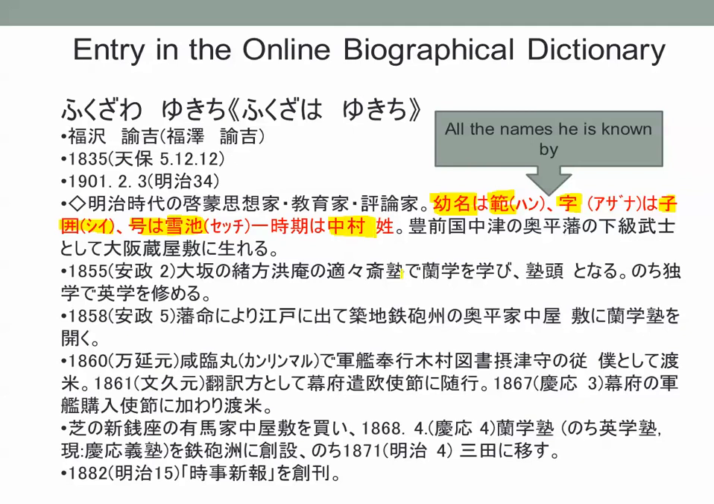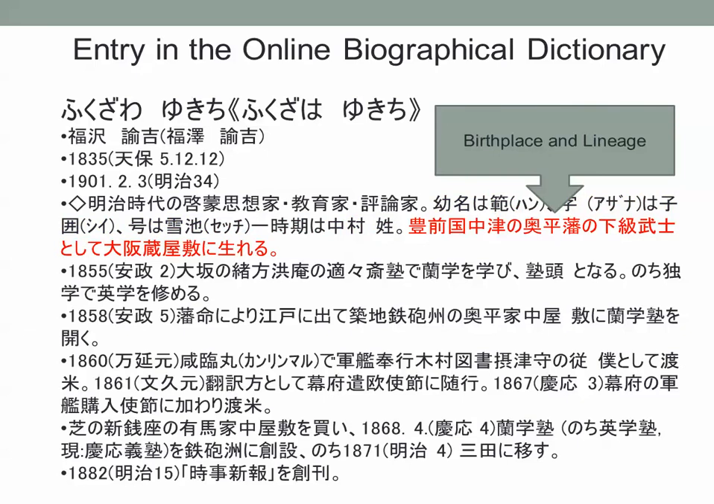Now, some people have multiple azana and multiple go. So if you're looking at an older entry, maybe from 100 or 200 years earlier, and you see that, don't be too surprised. Okay, so that's that information. The next thing that we get is his birthplace and his lineage. Where was he born, and to whom is he related?